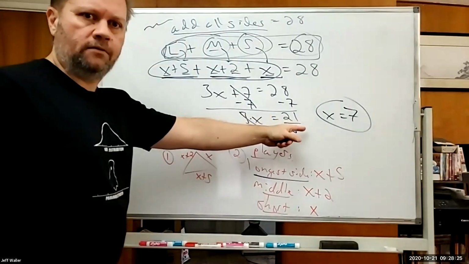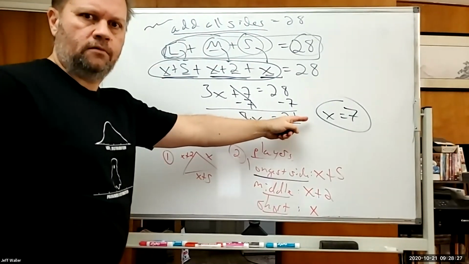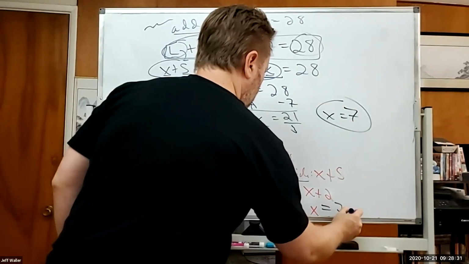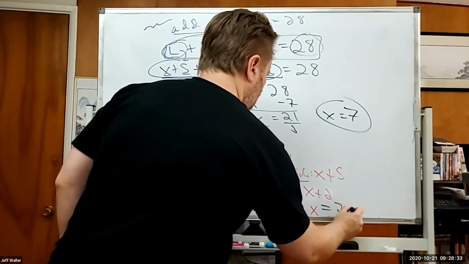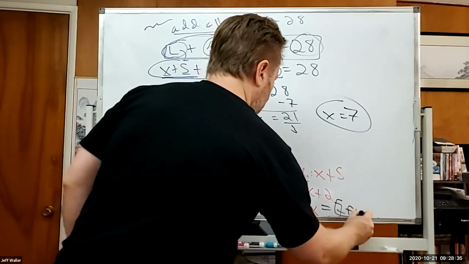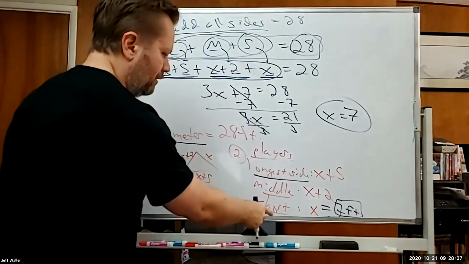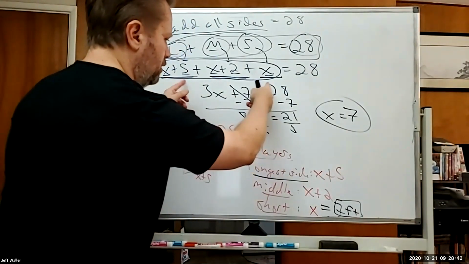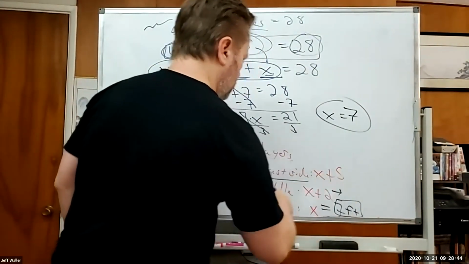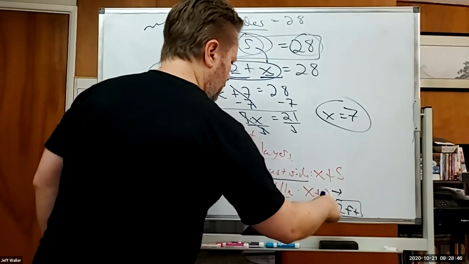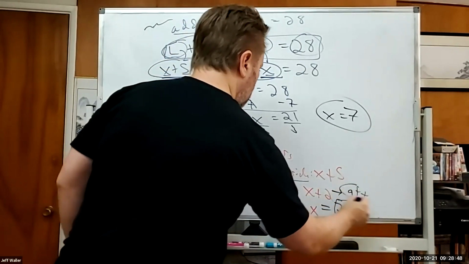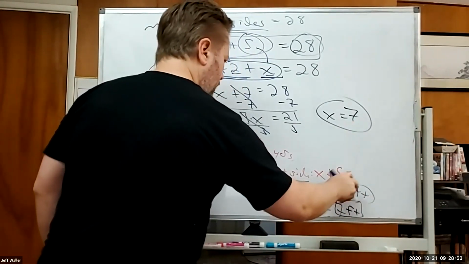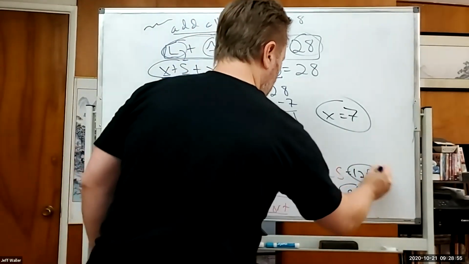What's that mean? The shortest side is 7 foot. So that's why you really want to not skip this step because it helps you set up the equation and then it helps you answer it. What's the middle side? 7 plus 2, it's 9 foot. And then the longest side is 7 plus 5 is 12 foot.